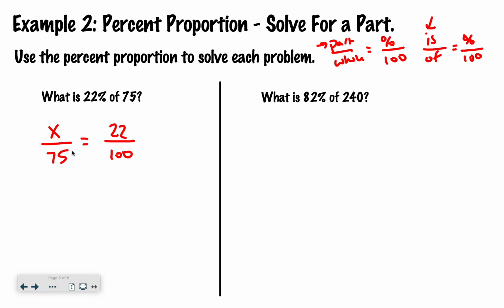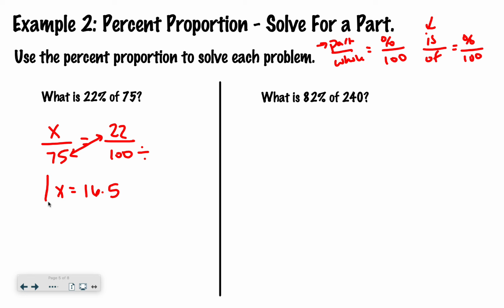Okay, so I'm solving for the part, solving for the is. And then I'm going to do the same process where I cross multiply the two numbers I know. So 75 times 22, which is 1,650. And then I'm going to divide by 100, which is 16.5.